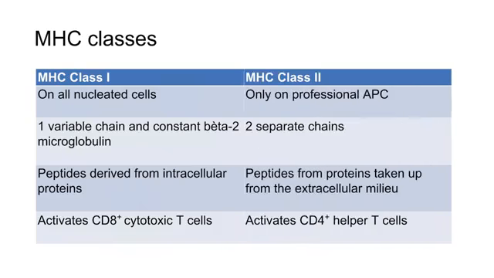In contrast, MHC class II is only expressed on professional antigen-presenting cells like monocytes, macrophages, dendritic cells and B cells, and consists of two separate chains. It presents peptides derived from proteins taken up from the extracellular milieu, and these peptides can be variable in length, up to 25 amino acids. This complex activates CD4 positive helper T cells. In conclusion, MHC molecules, in combination with peptides, are essential to activate T cells in an antigen or pathogen-specific manner.